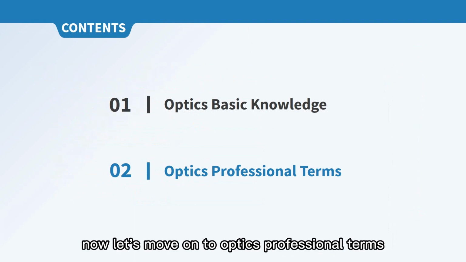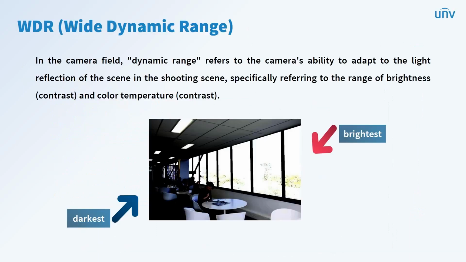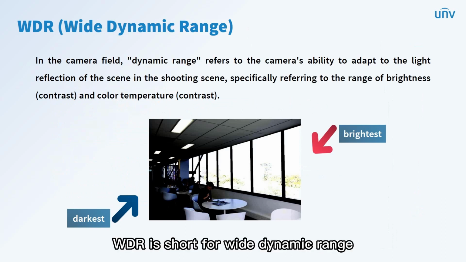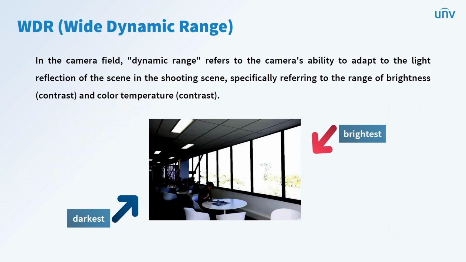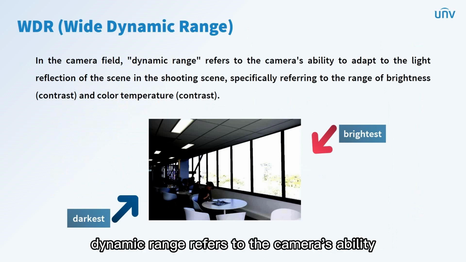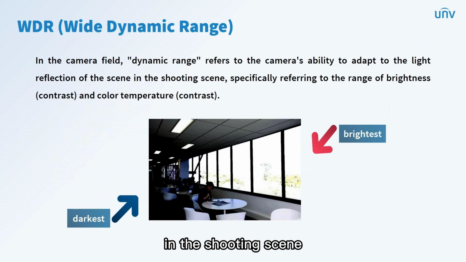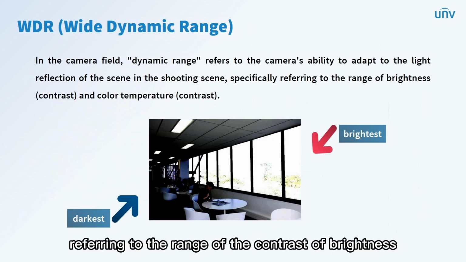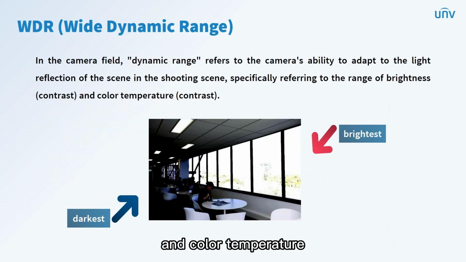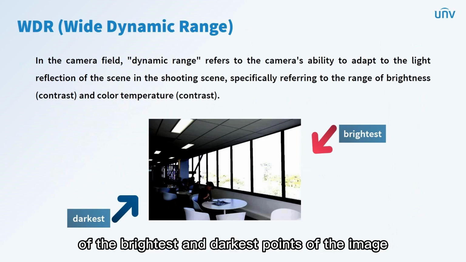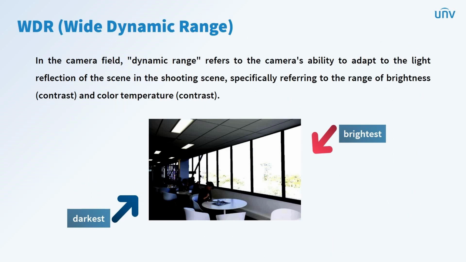Now let's move on to optics professional terms. We will start with WDR. WDR is short for wide dynamic range. First, let's see what is dynamic range. In the camera field, dynamic range refers to the camera's ability to adapt to the light reflection of the scene in the shooting scene, specifically referring to the range of the contrast of brightness and color temperature. In other words, it is the ratio of the brightest and darkest points of the image.